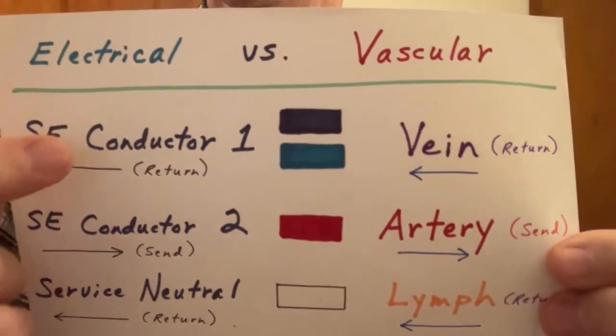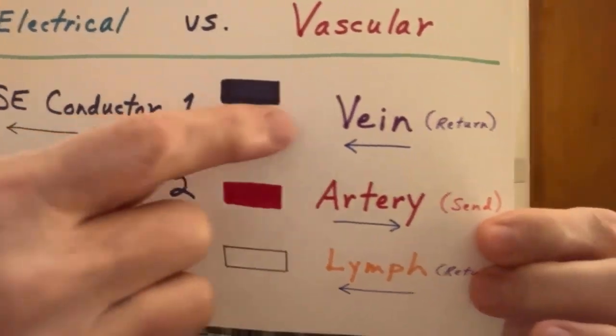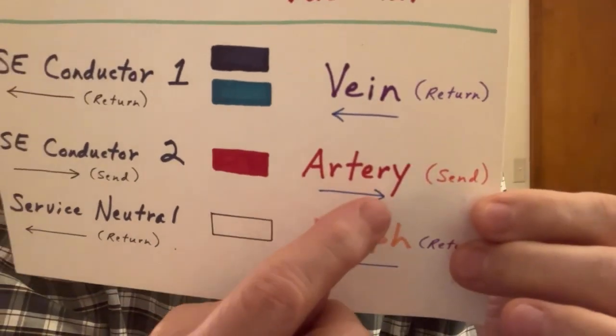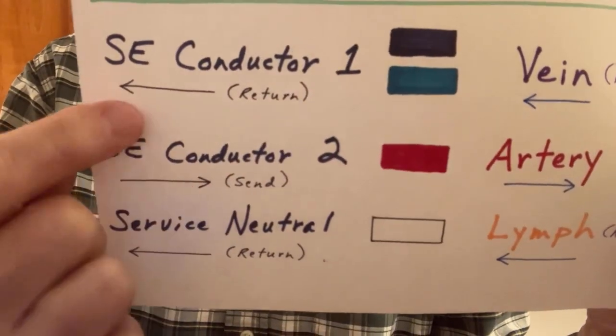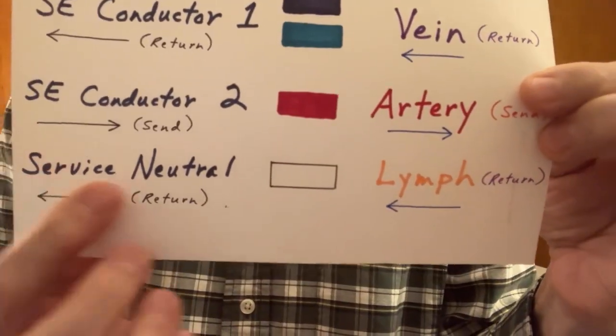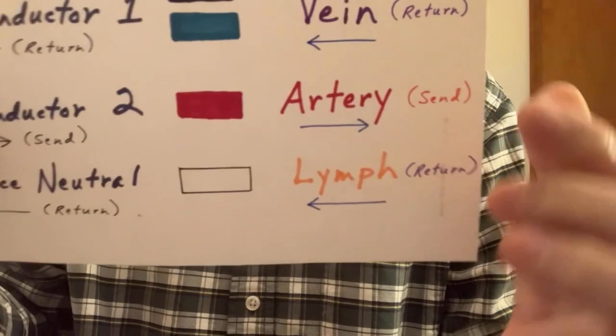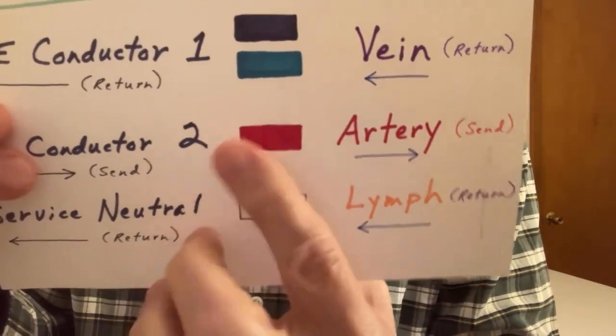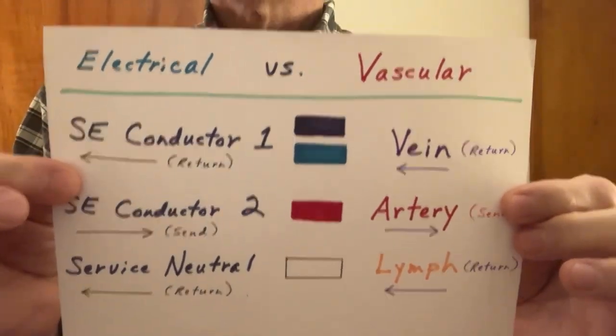So you see here, if this is your return in electrical, you have a return in your body, biology. Here you have a send, artery sends it out. You have a send in your electric panel or your transformer. And then you got your neutral, you got your lymphatic system, which returns things, good stuff, back to your heart. So I talked about that.